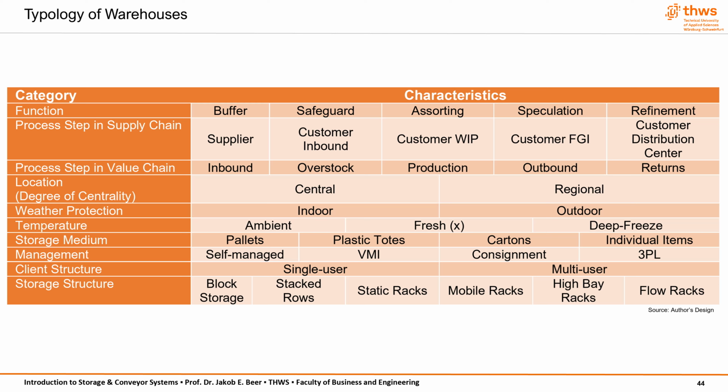As you can see, this morphological box offers a very structured way to think about warehouse design. And every choice in this box has implications, not only for layout and equipment, but also for staffing, automation, IT systems, and overall supply chain performance. In this course, we'll keep coming back to this structure as we analyze different warehouse types, technologies, and real-world case studies.